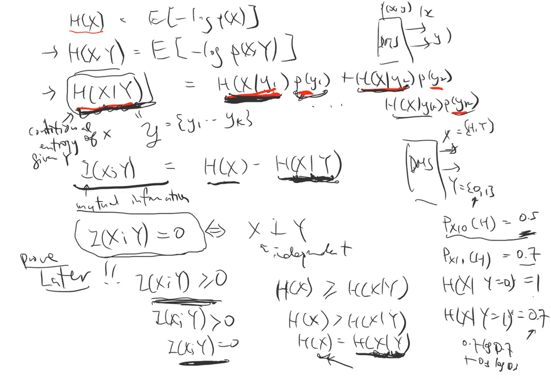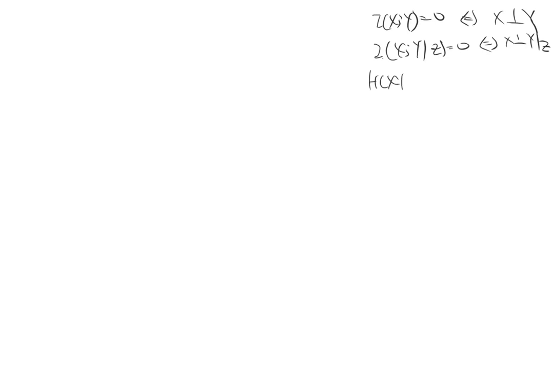Anyway, we cannot take the definition too literally, but the insight is important. If Ixy is equal to zero, then X and Y are independent, and if Ixy given Z is equal to zero, then X and Y are conditionally independent given Z. Also, H(X given Y) can be treated as the amount of information of X when Y is known. This intuition is important.